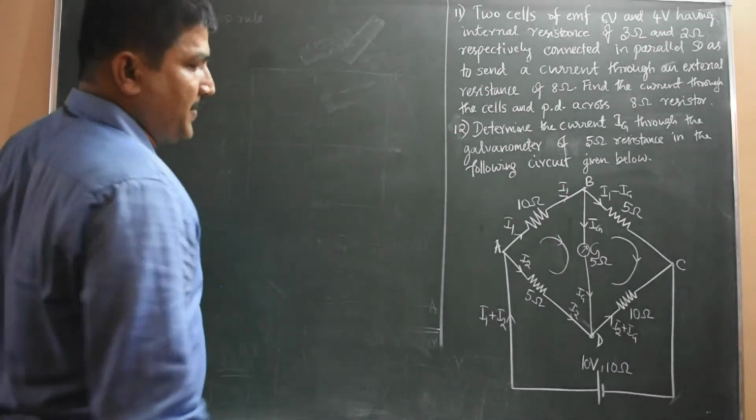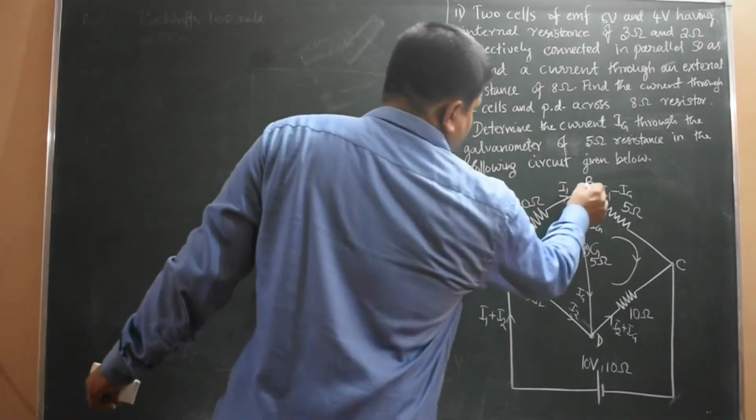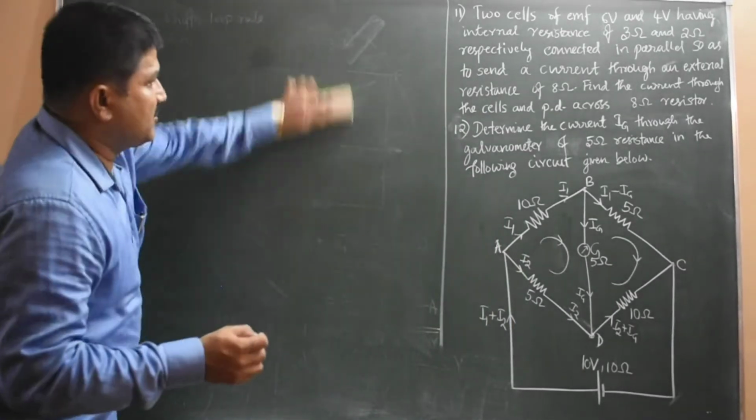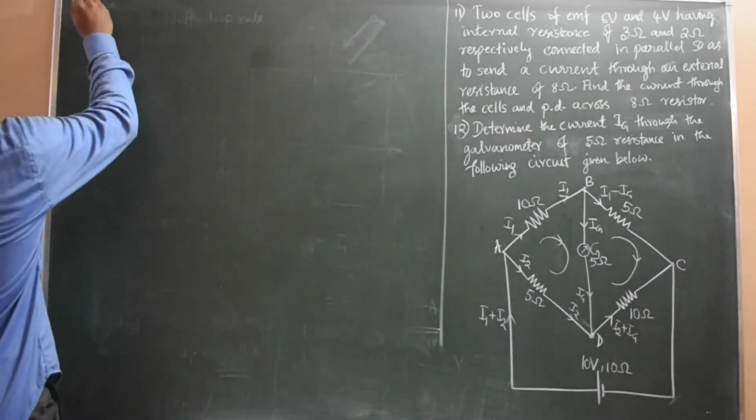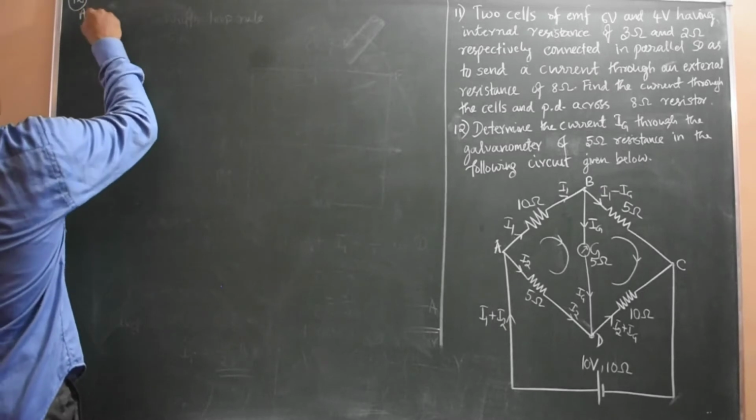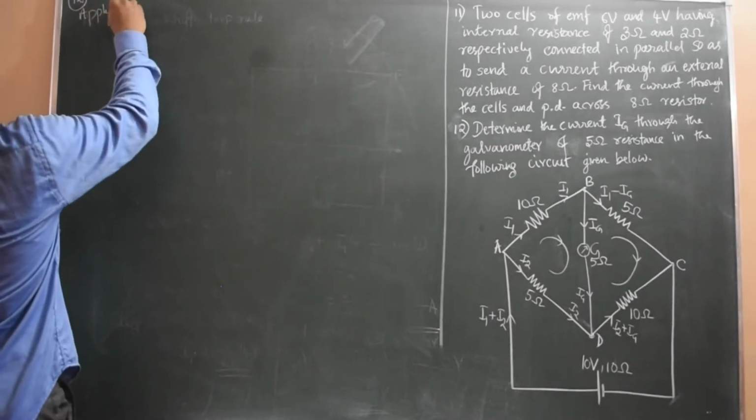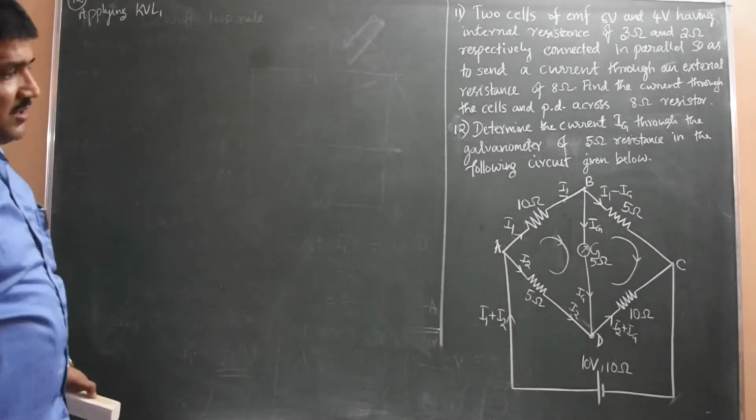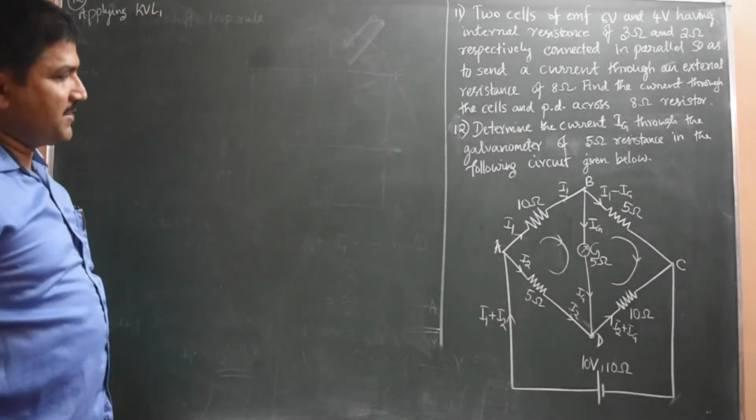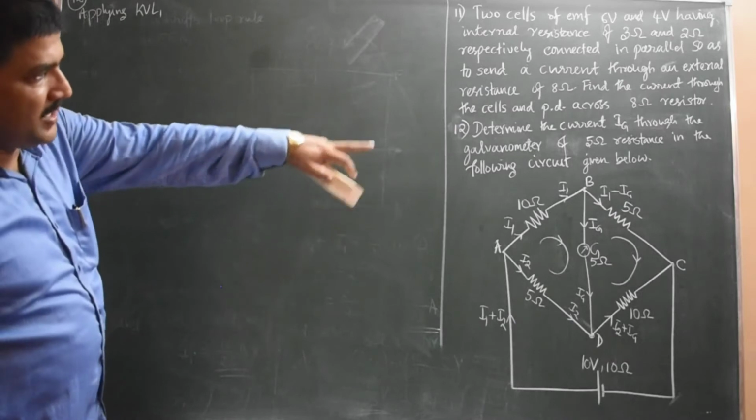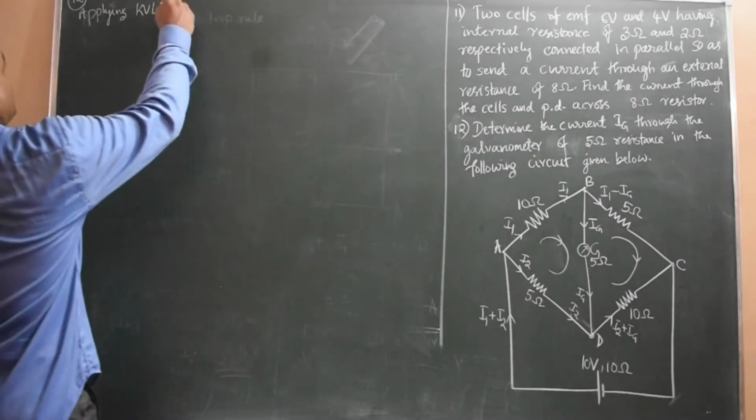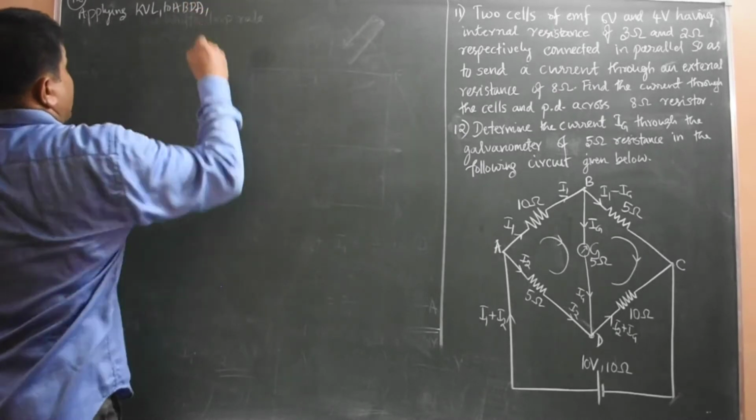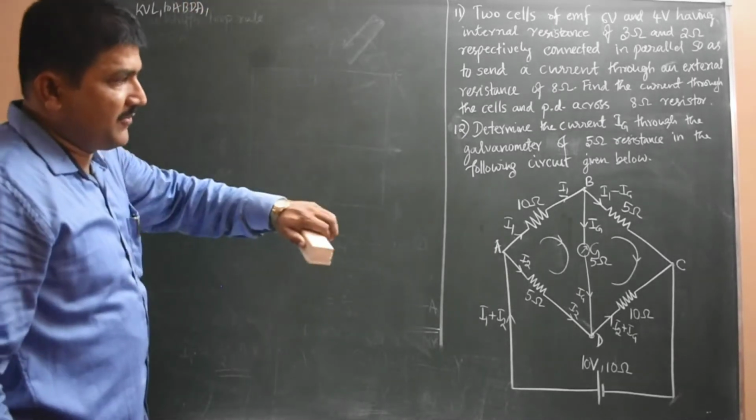First, let me apply Kirchhoff's loop rule to the loop ABDA. Applying Kirchhoff's loop rule, or simply I write KVL, Kirchhoff's voltage law or loop rule, one and the same. So applying to loop ABDA, what do we get?